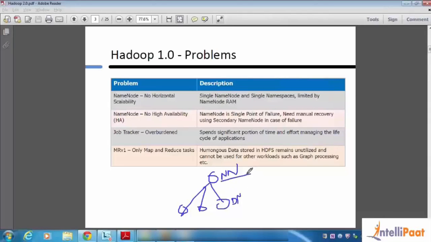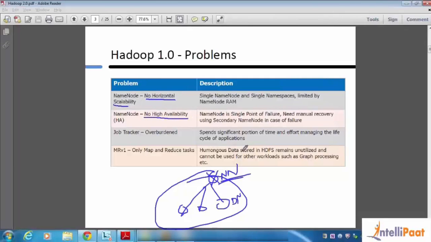But there was always only a single name node available, which is called the master node. You have a secondary name node, but it is not a backup of the name node. In case the name node fails, which is keeping all the metadata information in memory, you don't have any backup node available, and the entire cluster is unreachable, even if the single process fails. That is why it is called no high availability.